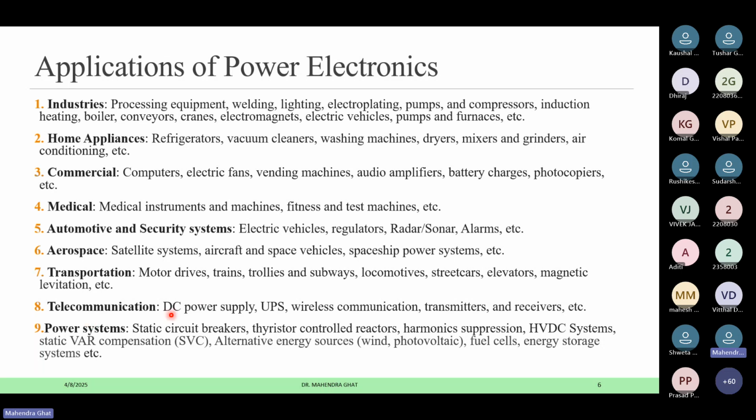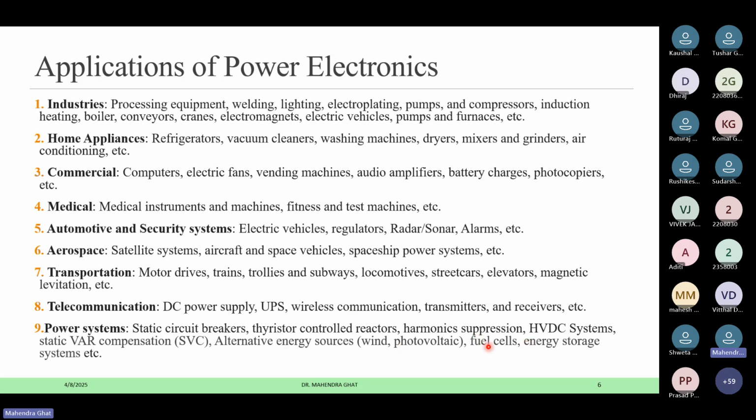Also in telecommunication and power systems. Power system is a different field, but there also power electronics is now getting used on a larger scale, in applications like static circuit breakers, thyristor controlled reactors, harmonic suppression, HVDC systems, static var compensators, and alternative energy sources like wind and photovoltaic. So there also, power electronics is used in major quantity.